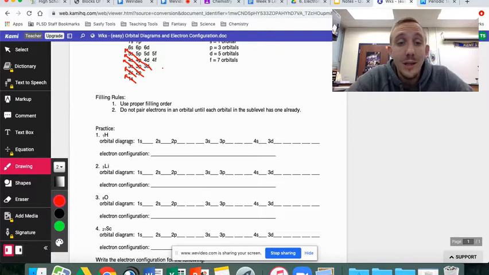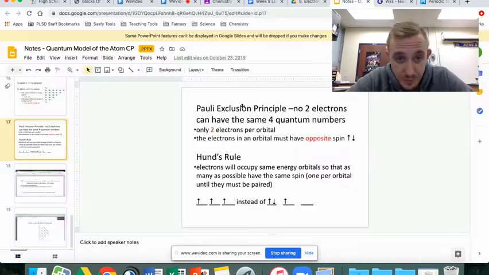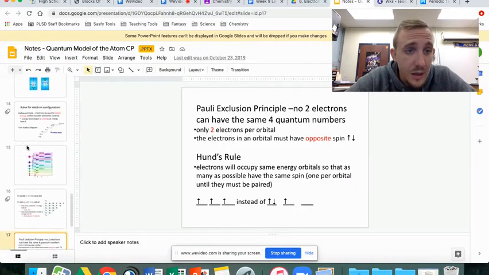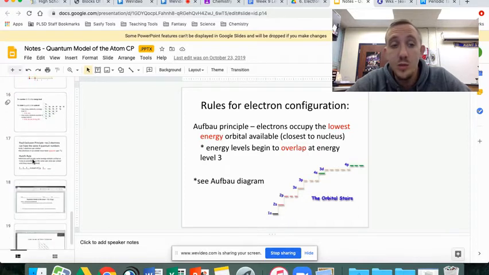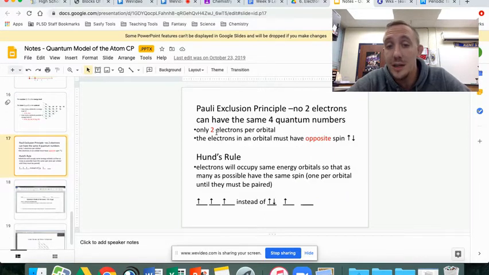So what the Aufbau principle is stating is that electrons occupy the lowest energy orbital available. So it's always going to fill 1s before moving to 2s. It's going to fill 2s before going to 2p. The other rules you need to follow are going to be the Pauli exclusion principle and Hund's rule. And we're going to come back to that after hydrogen.